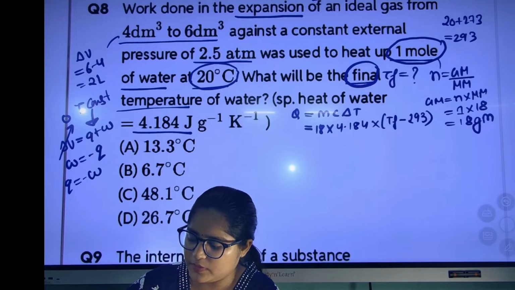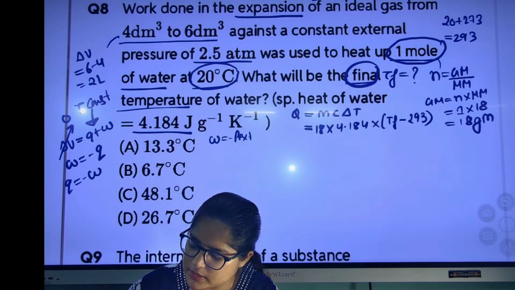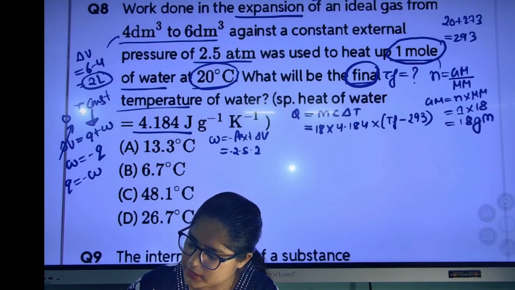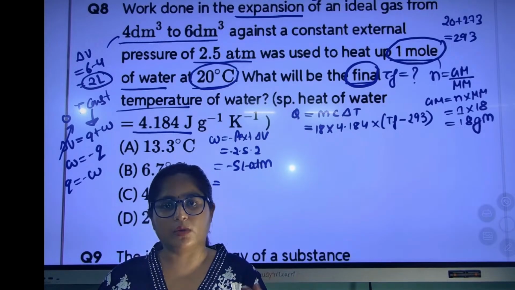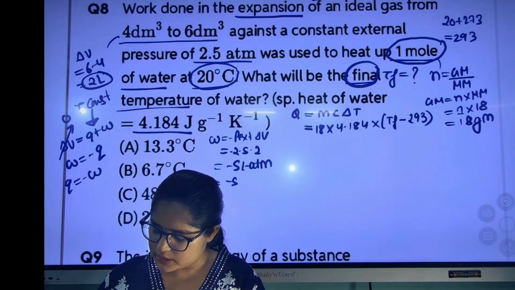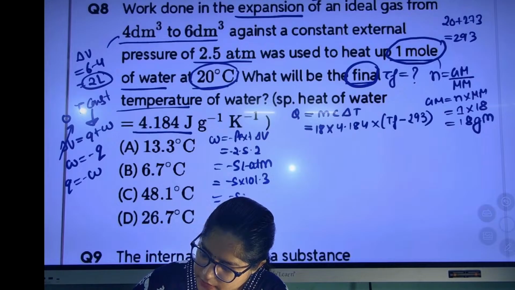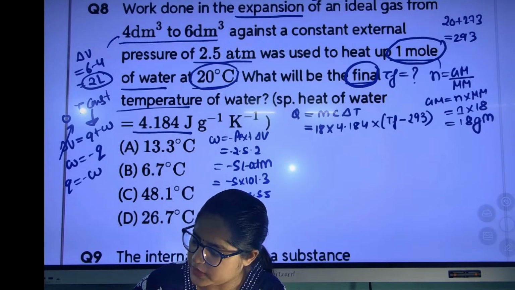Then we need to find the work done, because the negative of work done will be heat. What is the formula for work done? Minus P external into delta V. P external, how much is left? They have given 2.5. V, how much have we calculated? 2 liter. So minus 5 liter atm, but specific heat and all are given in joule, so we need to convert work done and heat into joule. So I will write minus 5 into 101.3. It will come around minus 506.5 joule. So Q will be equal to minus of W, so minus will become plus: plus 506.5.